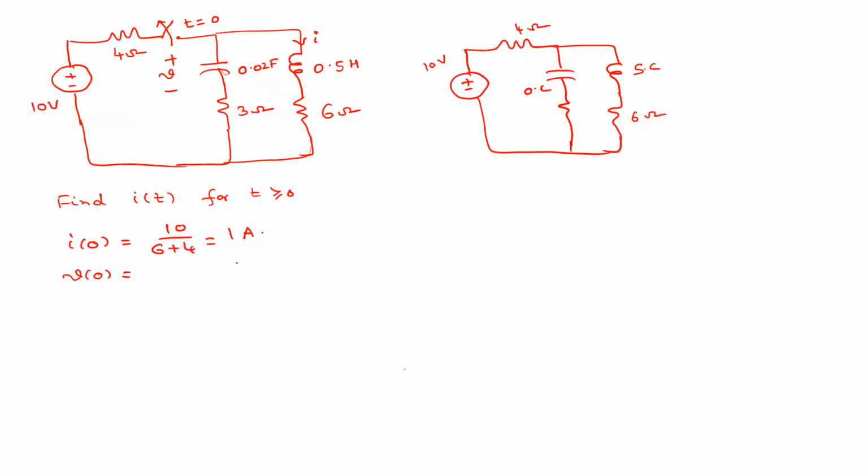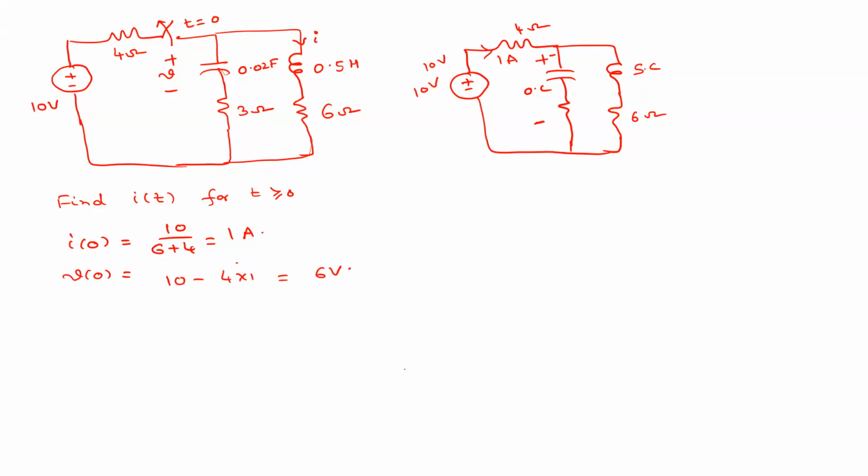So what is the voltage across the capacitor? Here the current is 1 ampere, and we have 10 volts here. So the voltage drop across this resistor is 4 into 1, that is 4 volts. So 10 minus 4 into 1, this is equal to 6 volts.